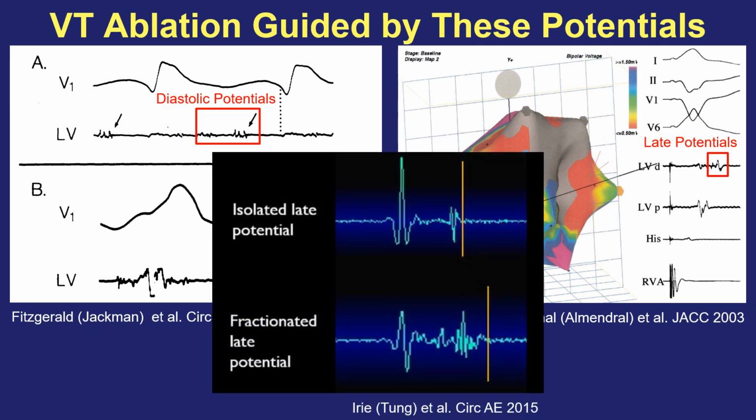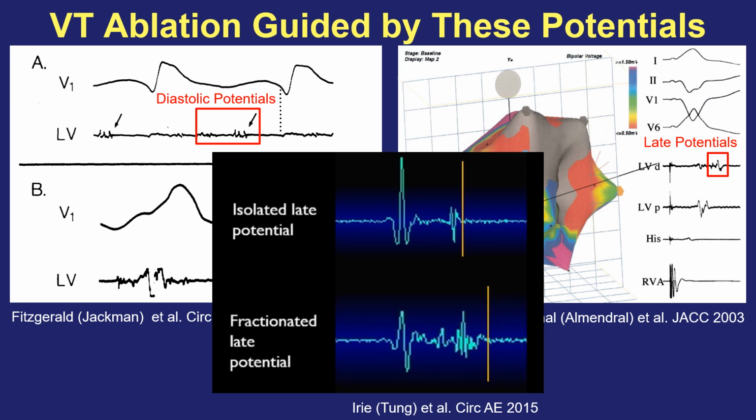More recently, Dr. Tung et al. looked at these late potentials and sought to characterize them in a different way because, as I said before, there are late potentials in a critical isthmus, but there are also late potentials associated with bystanders and inner loops that are not necessary components to clinical VTs.